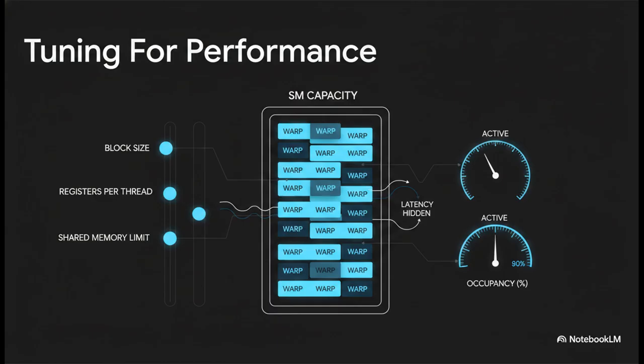Just keep in mind, if you use too many registers or too much shared memory per block, you'll hit hard hardware limits, like a maximum of 64 warps or 2048 threads per SM, and that immediately chokes your occupancy. The hardware automatically handles the lower-level scheduling, sure, but you have to supply it with the right shape of work.